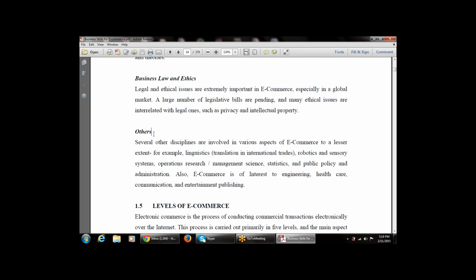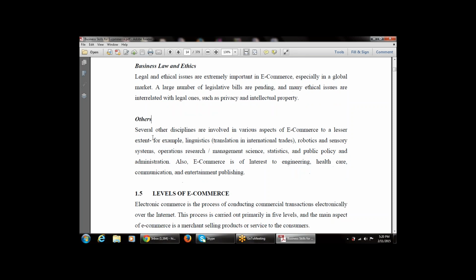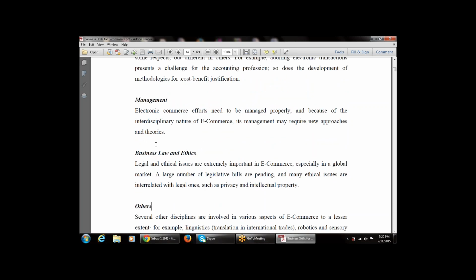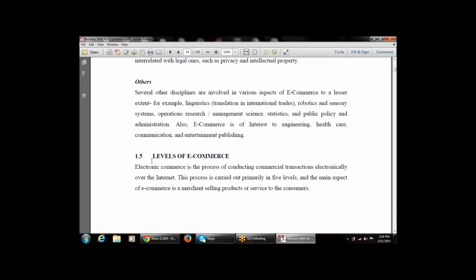What is the entertainment purpose? We can purchase movie tickets online with the help of e-commerce, that is entertainment publishing. These are the various natures of e-commerce, the disciplines of e-commerce. Now comes the next topic, the levels of e-commerce.